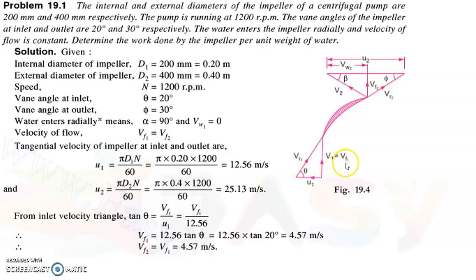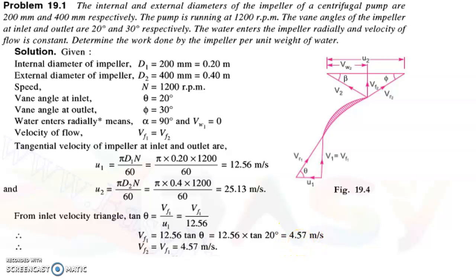So U1 we have, and the value of theta now. From that, can we calculate VF1? Obviously, we just apply simple trigonometry over here. We know that tan theta will be equal to perpendicular by base, so that will be equal to VF1 by U1. Substituting the values, we got the value of VF1 is equal to 4.57 meter per second. And it is given in the problem itself that VF1 is equal to VF2, so the same value will be equal to VF2 also.